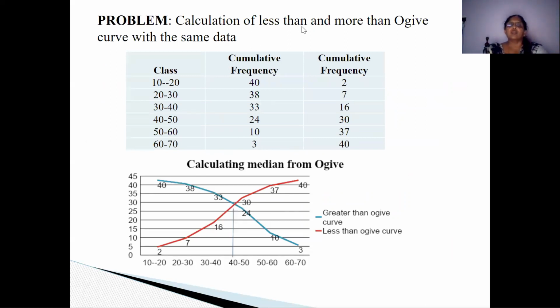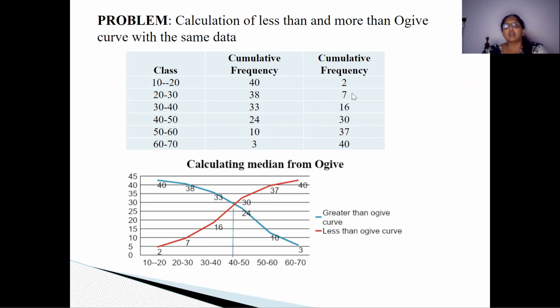Calculation of less than and more than ogive. We are given the problem here. This is the problem: less than ogive and more than ogive. First convert 10 to 20, 20 to 30, 30 to 40. This is the cumulative frequency for the more than ogive, 10, 20, 30.